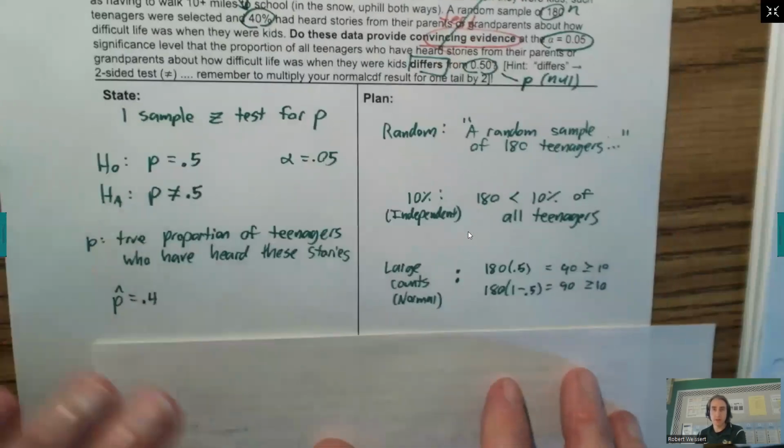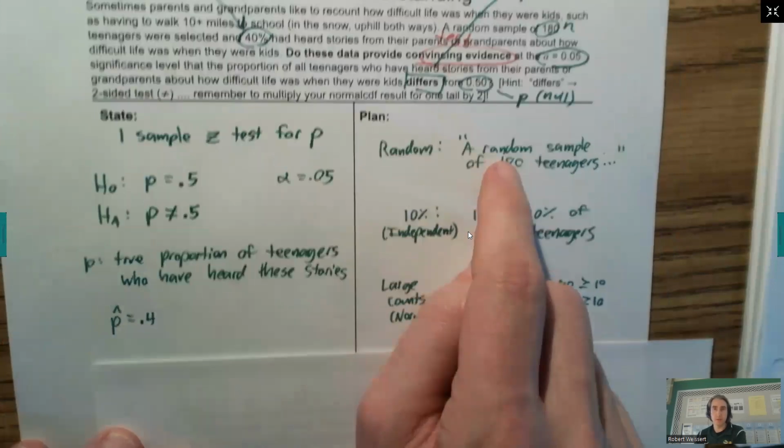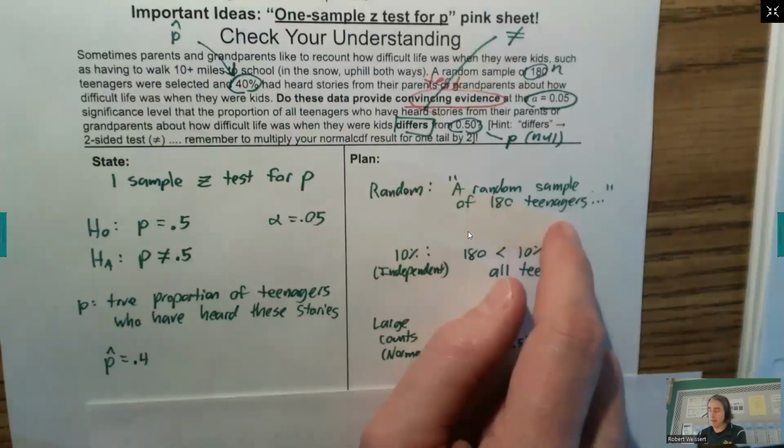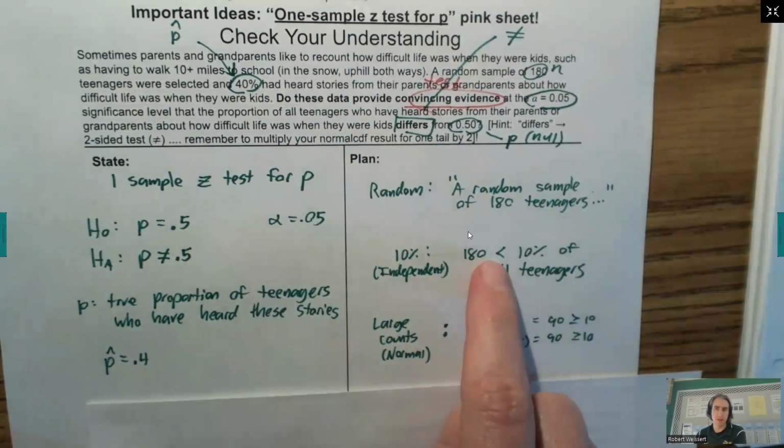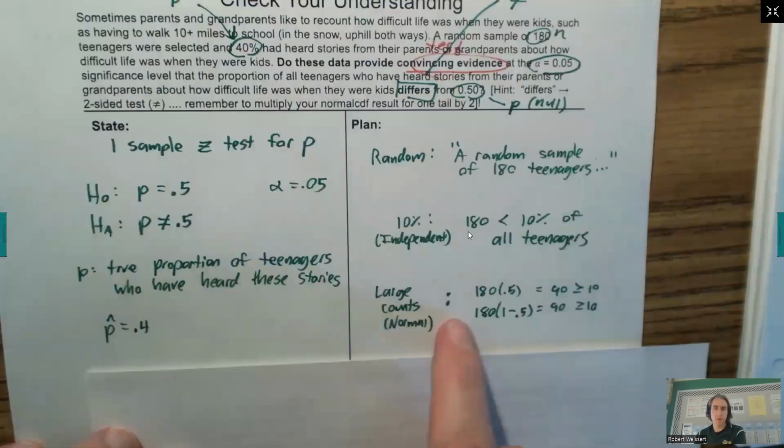We're going to do our conditions. So we're going to do random. We have a random sample of 180 teenagers. We must write confirmation of this randomness, even though it's already stated. We also have to imply, because we're sampling without replacement, that less than 10% of all teenagers were selected, which it was, because we can assume 180 is. So we write that. And we do our large counts.